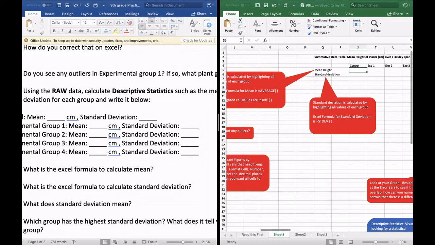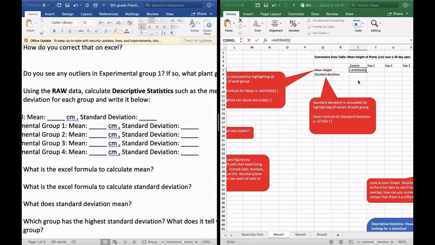So in the box under control, I'm going to type in the formula in Excel. Now it's very important that you type in the equal sign, because that's how Excel is able to identify that you are putting in a formula and that you are telling it to do a mathematical computation. So instead of typing mean, you're going to type the word average. And average is the same thing as the mean.